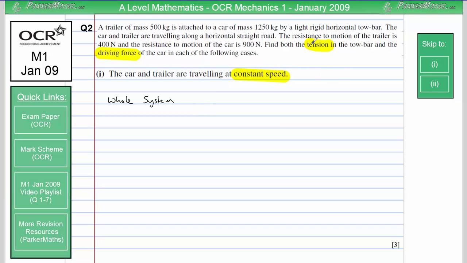Now at the moment I've got two unknowns. I've got a driving force that I don't know and a tension. In order to solve that problem, I'm going to consider the case of the whole system first, because in doing so I can ignore any internal forces, and that means I can ignore this tension, and you'll see why when I've drawn the diagram.